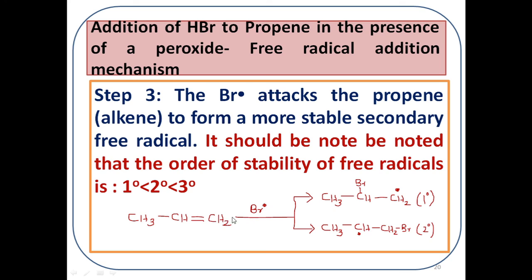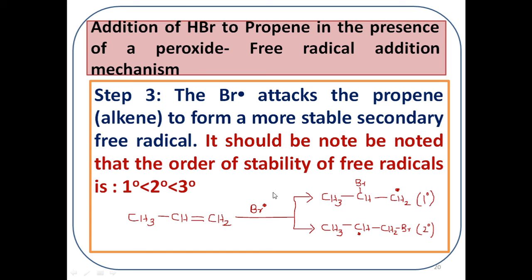The bromine free radical can attack at this carbon-carbon double bond, because Br dot, the bromine free radical, being an electrophile, will add towards the carbon-carbon double bonded center. And here we have two options. Either the bromine free radical can attack at the terminal carbon atom or at the carbon atom next to the terminal carbon atom, and those two are doubly bonded. So we will get primary or secondary. But actually we will get secondary.